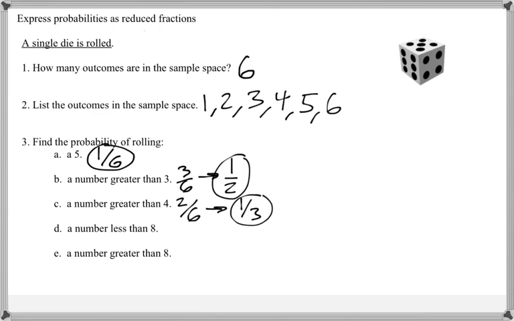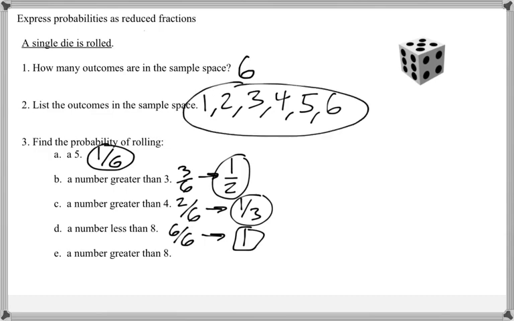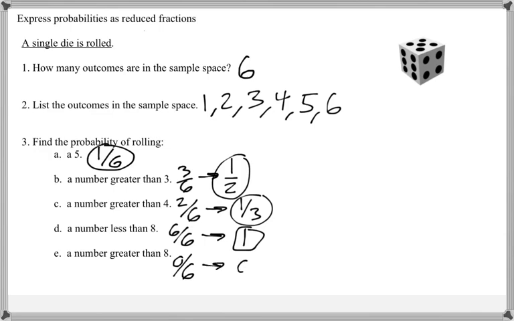Part D says a number less than 8. Well, all 6 are less than 8, so this will be a 6 out of 6 chance, which reduces to 1, or you could say there's a 100% chance that it's going to be a number less than 8. And then part E says a number greater than 8. None of these numbers are greater than 8, so we have a 0 out of 6 chance, or just 0.